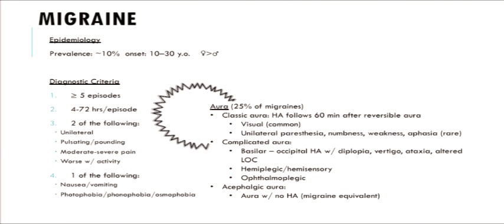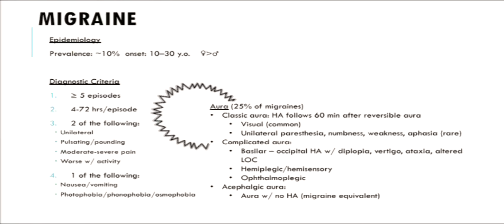And then don't forget, the classic aura is the one that you'll hear most commonly of, and the common ones are some numbness, some tingling, maybe even some localized weakness, and then the visual auras as well. Those are the most common, actually. But you can get pretty much anything.